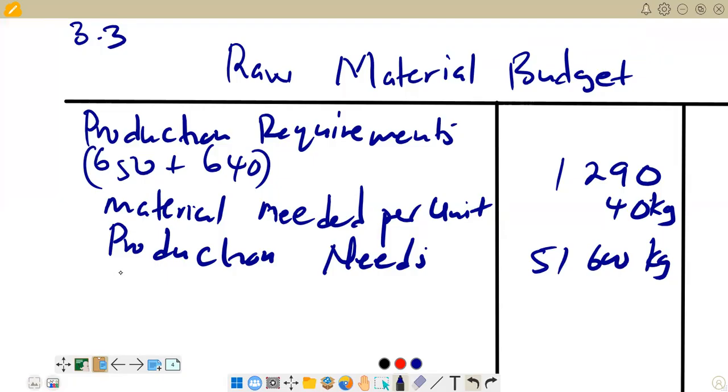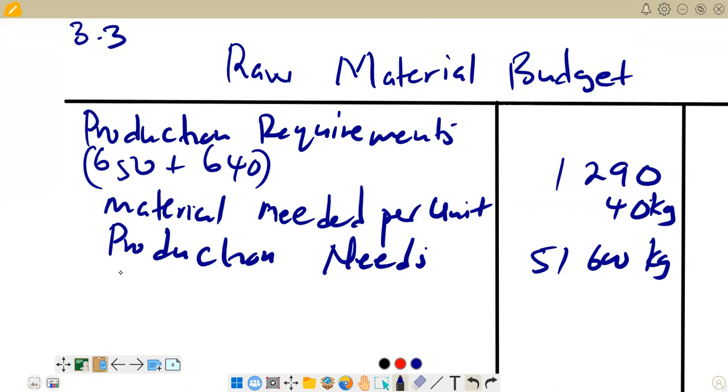Remember at first for the production budget, we said sales plus closing stock. Then we subtracted opening stock of units. So here now we are on material. So we are going to say our sale, our material that we have are there, and then we add our closing stock again.